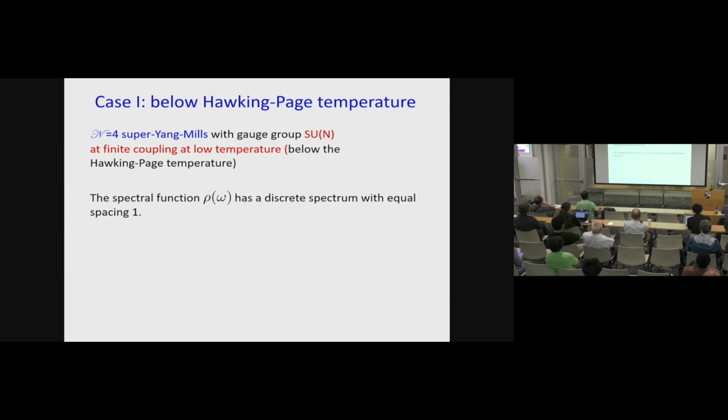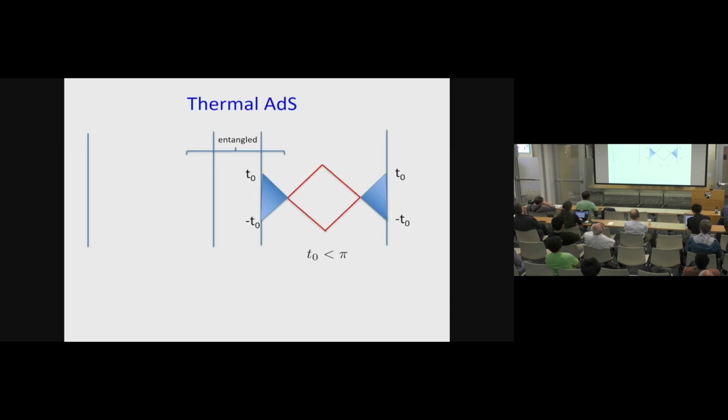In this case, just based on the fact that it has a discrete spectrum with equal spacing, you can show that this object exists only for T0 smaller than pi. And for T0 greater than pi, this becomes empty. That tells you there's no horizon. This is consistent with our expectation on the gravity side. At strong coupling, when it's described by classical gravity, we know that this is thermal AdS. Essentially, you just have two copies of empty AdS which are entangled. So in this case, there's no horizon, and it's consistent. But now we are saying this picture can actually be extended to the stringy region.